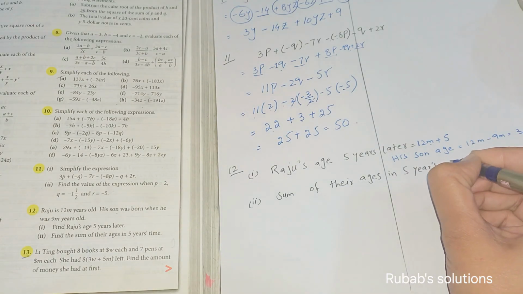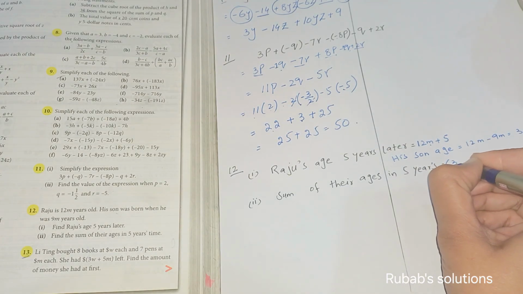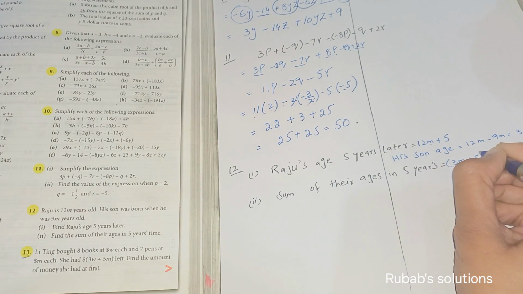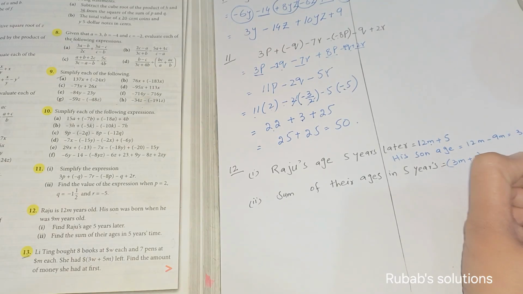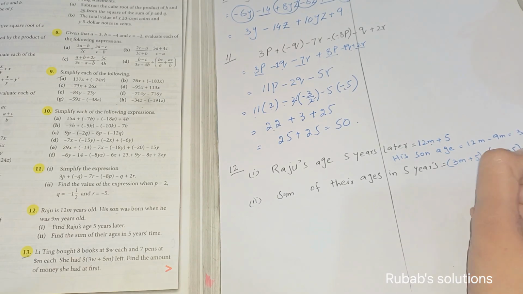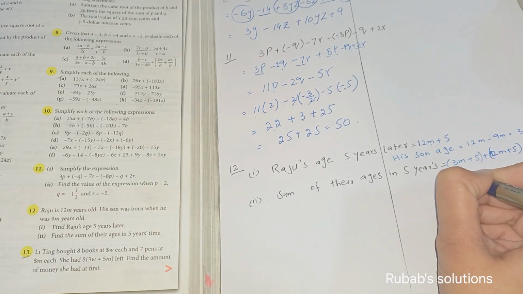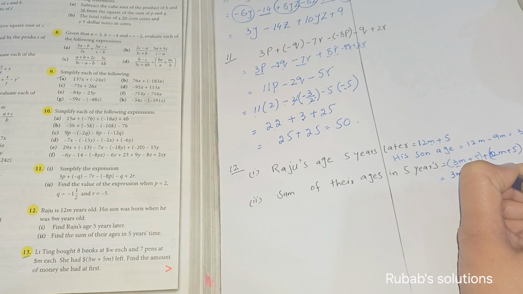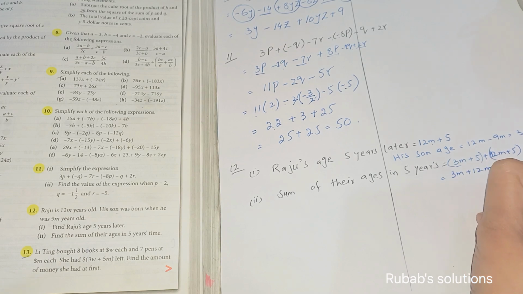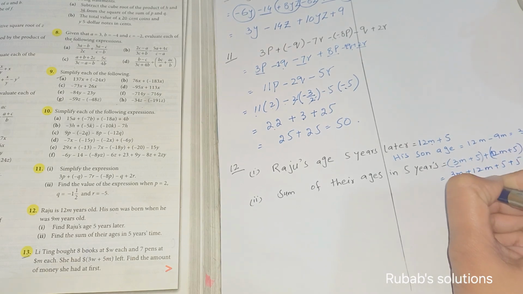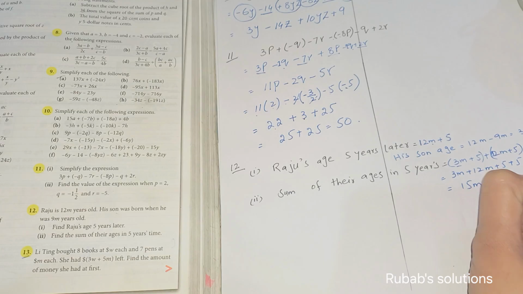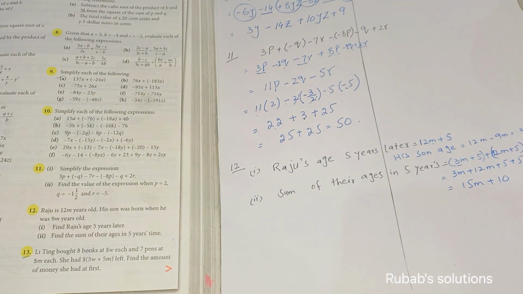Now after 5 years, his son's age will be 3m plus 5, and Raju's age is 12m plus 5 after 5 years. So find the sum of their ages. Like terms we can add. It will be 3m plus 12m plus 5 plus 5. So 3 plus 12, it's 15m plus 10. This is the sum of their ages after 5 years.